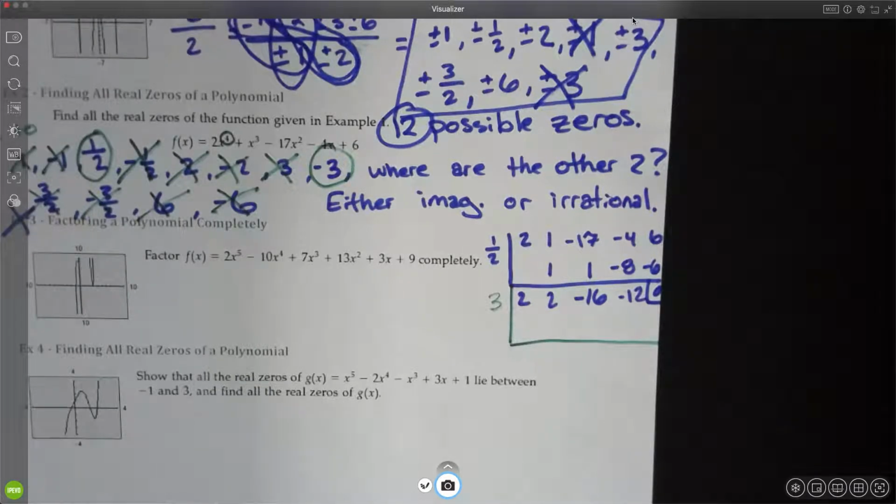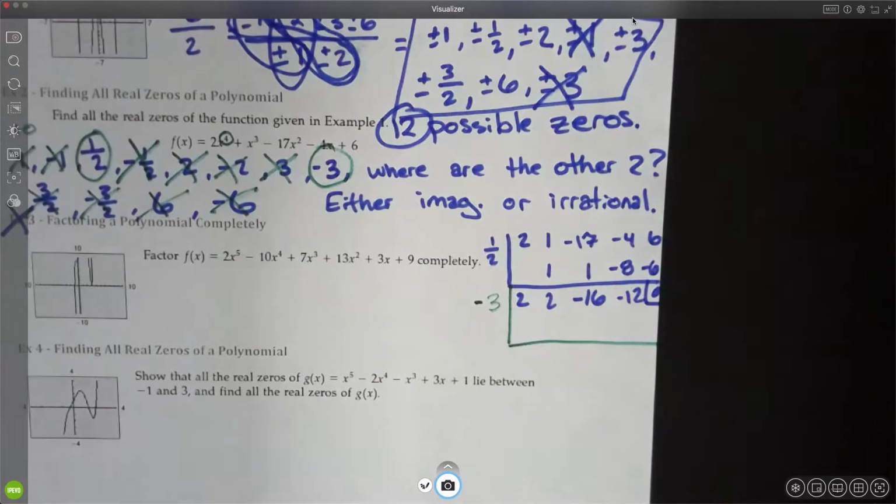Back to back. Okay? No, it's positive. It's +3. Oh, no. You're right. It is negative 3. Wait, because the factor would be x plus 3. Oh, yeah. So x is negative 3 on the outside.